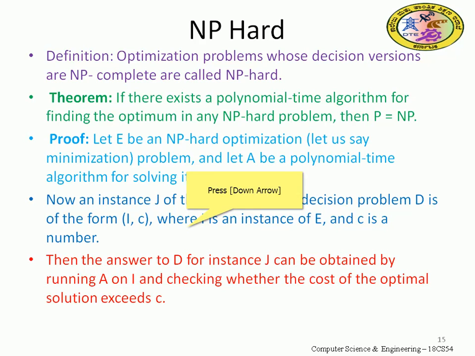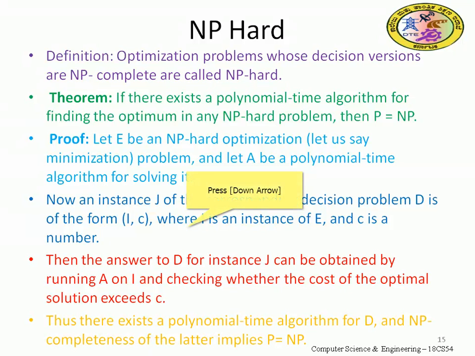Then the answer to D for instance J can be determined by running A on instance I and checking whether the cost of the optimal solution exceeds C. C is a number, so we need to observe whether the cost exceeds it or not. Thus there exists a polynomial time algorithm for D, and NP completeness of the latter implies P is equal to NP.